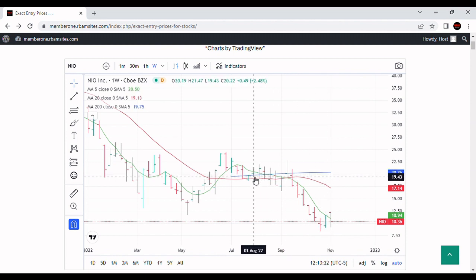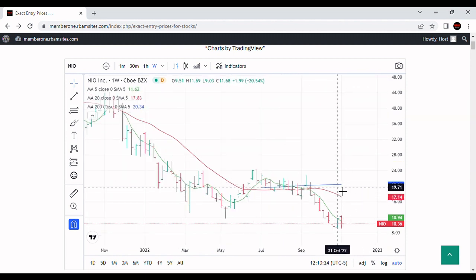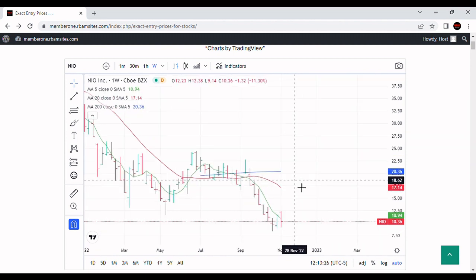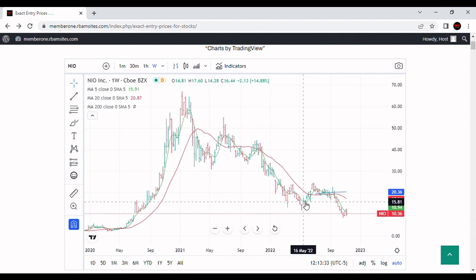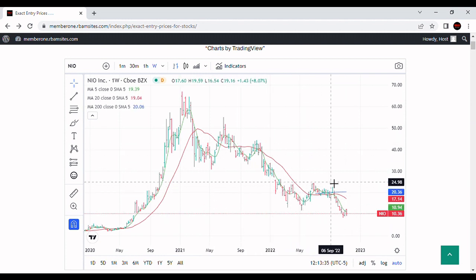Here's your 200-week moving average in blue. You can see we're below the 200-week, we're below the 20-week, and right this second we're below the 5-week moving average. It's still a bear market stock. I'm not being negative, I'm just showing you that it's laddering down. This is all distribution all through here for more than a couple months. They don't let it rally.